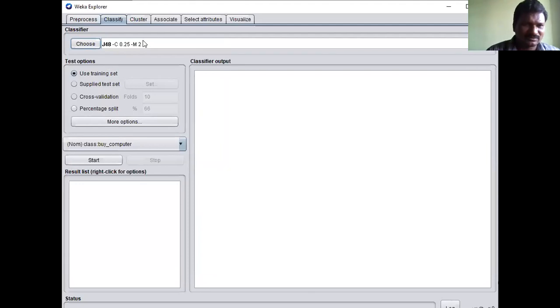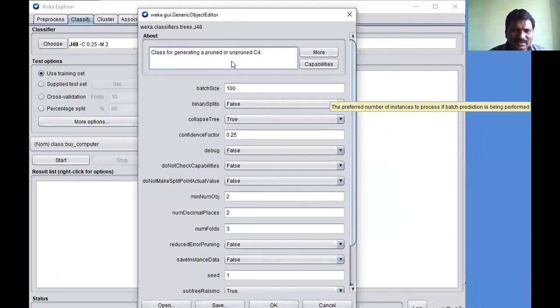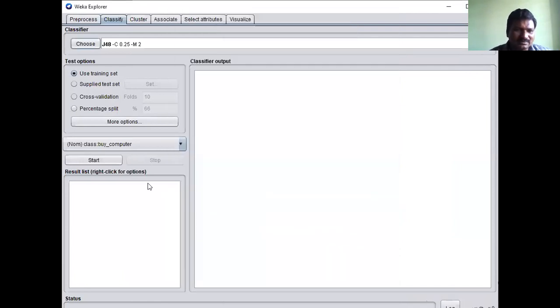The J48 algorithm consists of batch size, splitting value, collapse tree, debugging information, and then pruning options, and so on, without applying anything. In this way, it is the class for generating a pruned or unpruned C4.5 decision tree. Here comes to start.